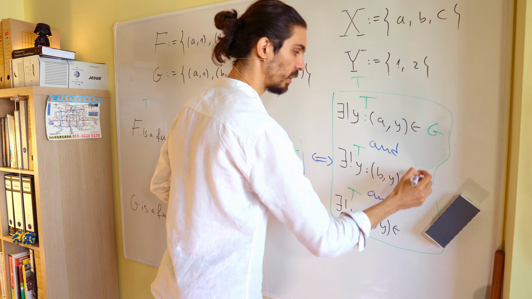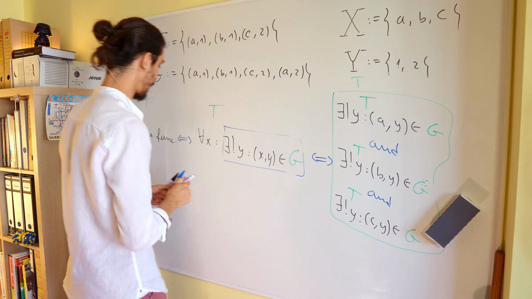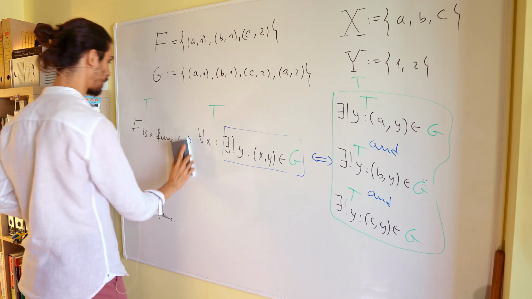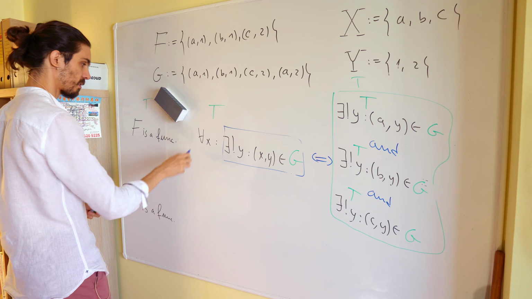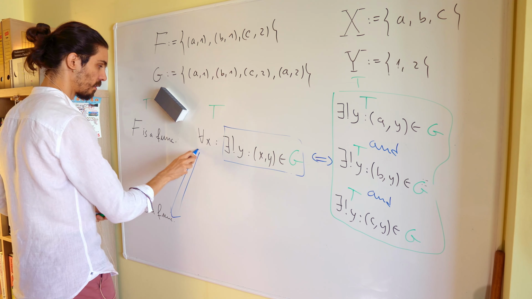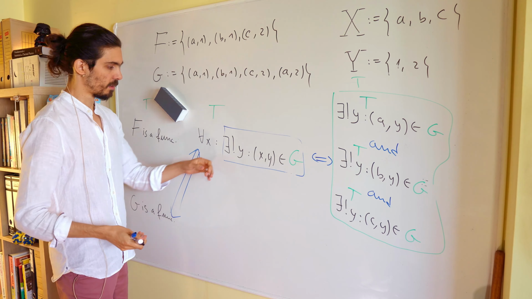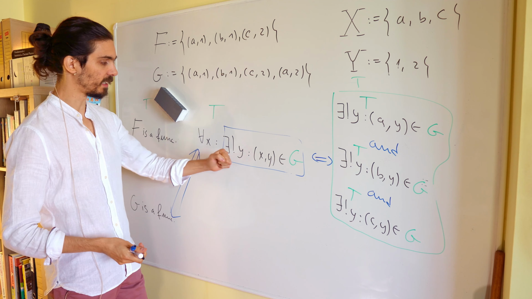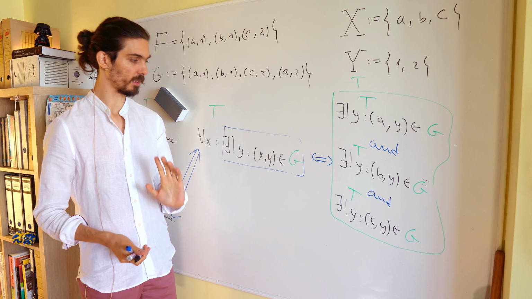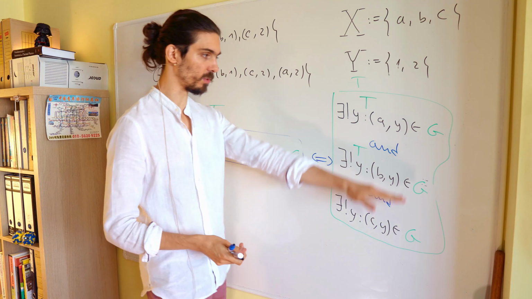So this is G, G, and G, and G. And the equivalence here now is downstairs. Okay? Now, for all x, there exists only one y that makes a pair in G, and that packs into this thing.